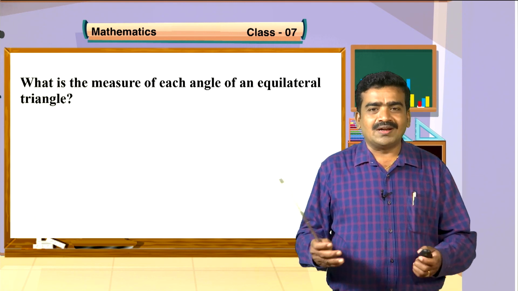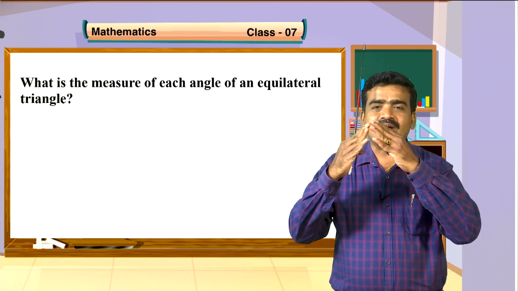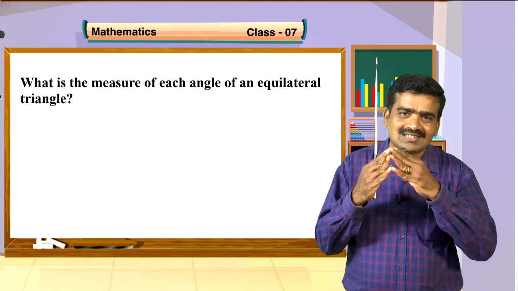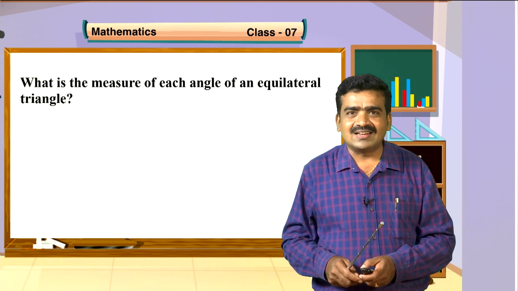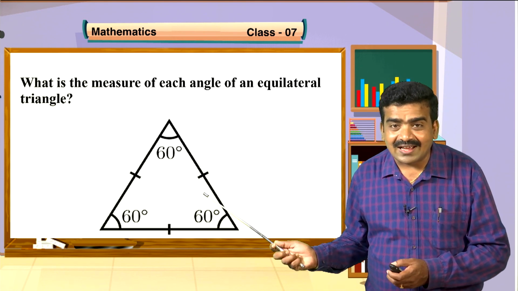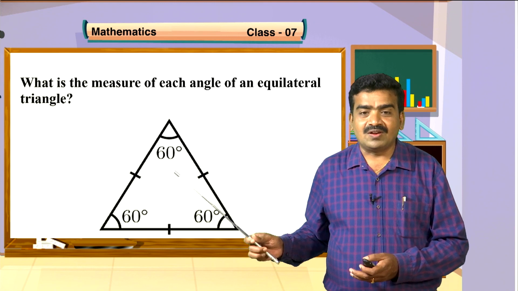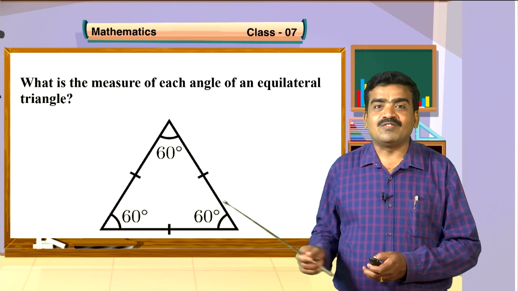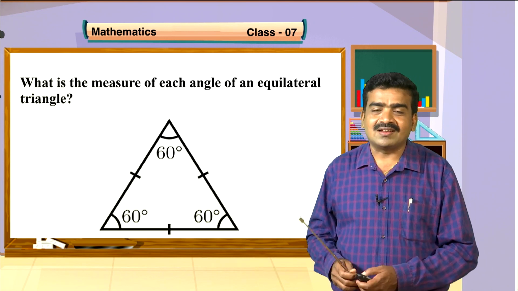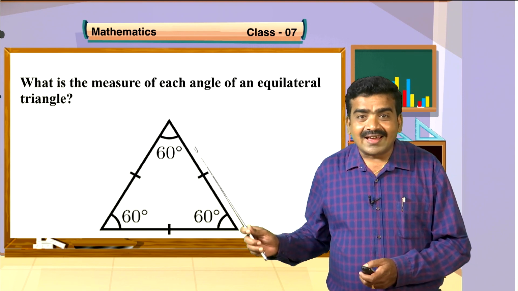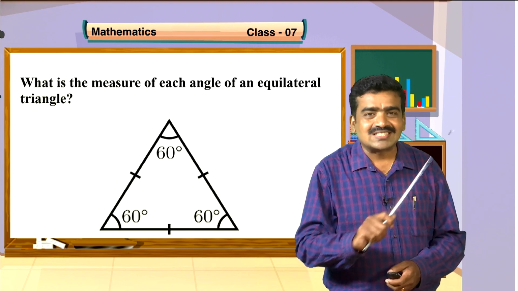Now, what is the measure of each angle of an equilateral triangle? When the triangle is formed like this, there will be an intersection of lines at each vertex. If all sides are equal, then what is the measure of each angle? If you construct an equilateral triangle with your own measurement, like by taking 10 centimeters, and measure the angles formed with the help of a protractor, you will come to know that all angles of an equilateral triangle are equal and each angle measures 60 degrees.